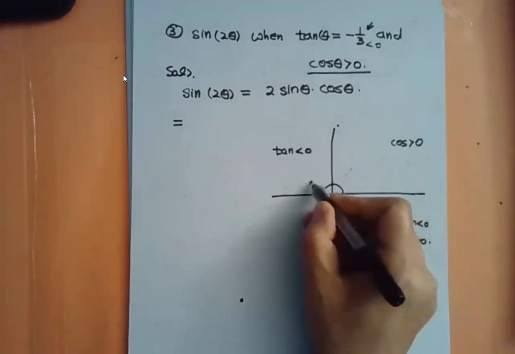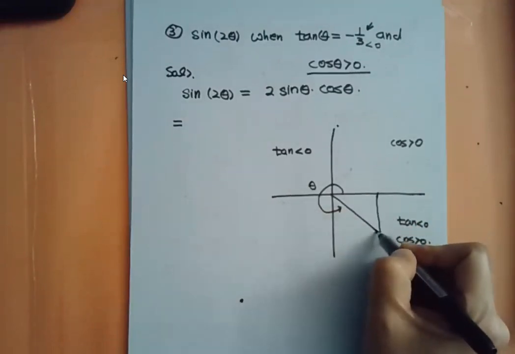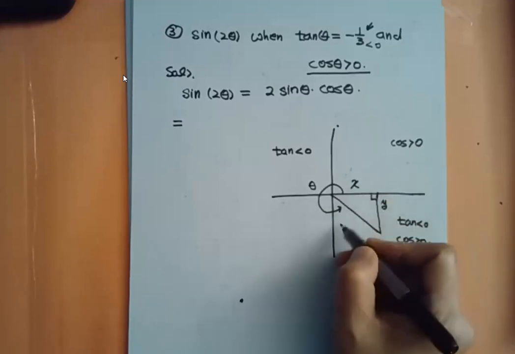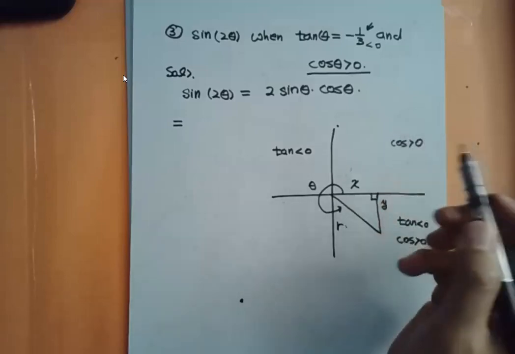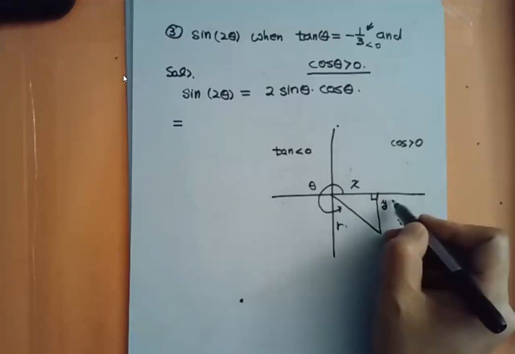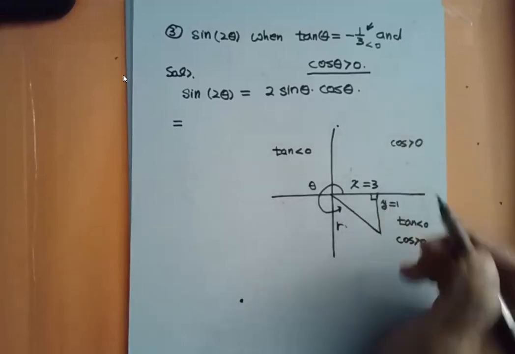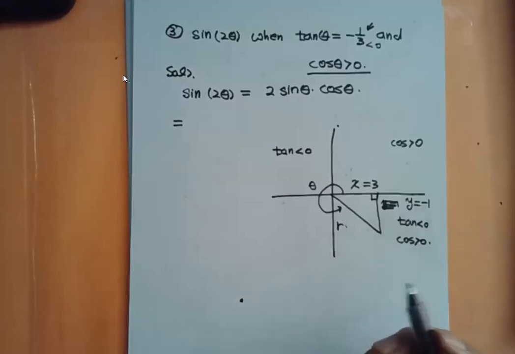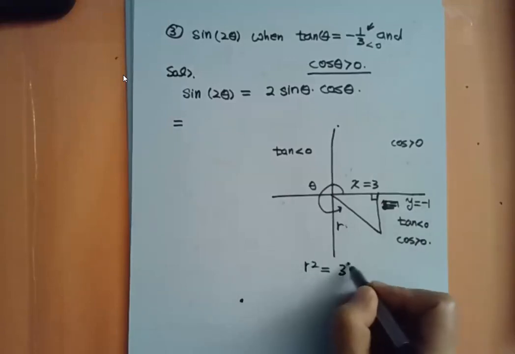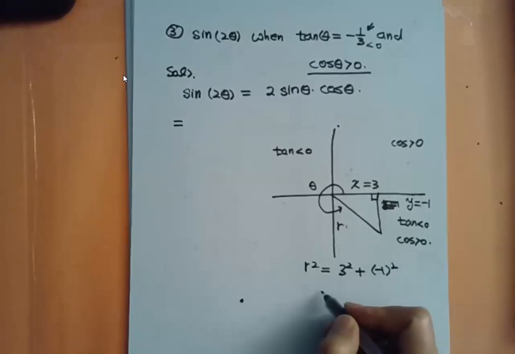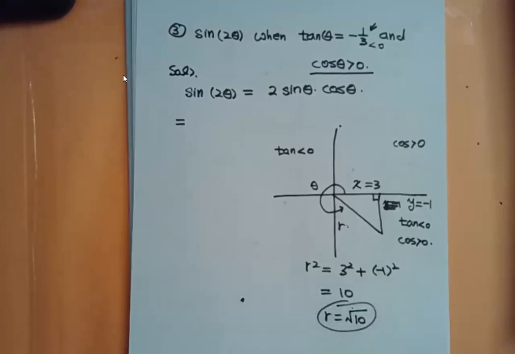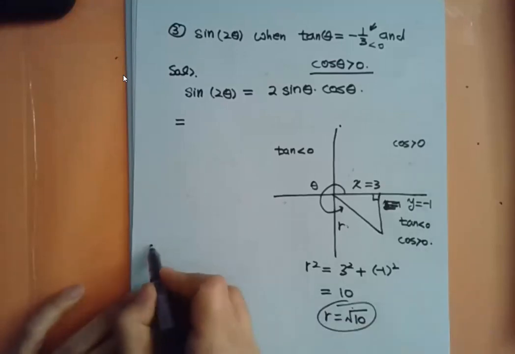So this is the angle theta. So tangent of theta, y is 1 and x is 3. So y is -1. So r squared is 3 squared plus -1 squared equals 10. So r equals square root of 10. So from here, we can calculate sine and cosine.